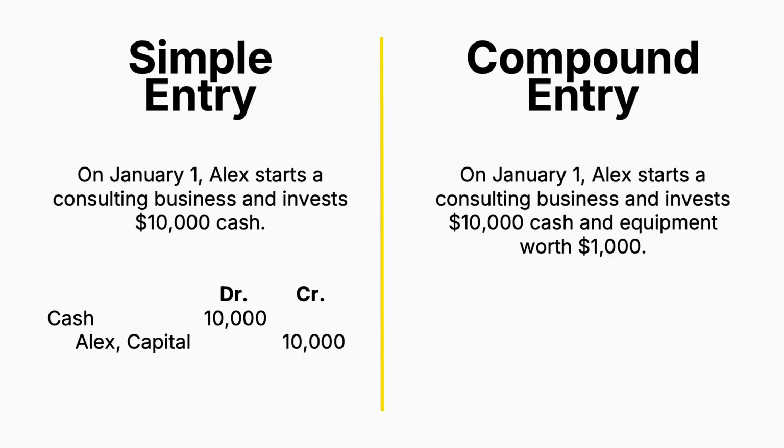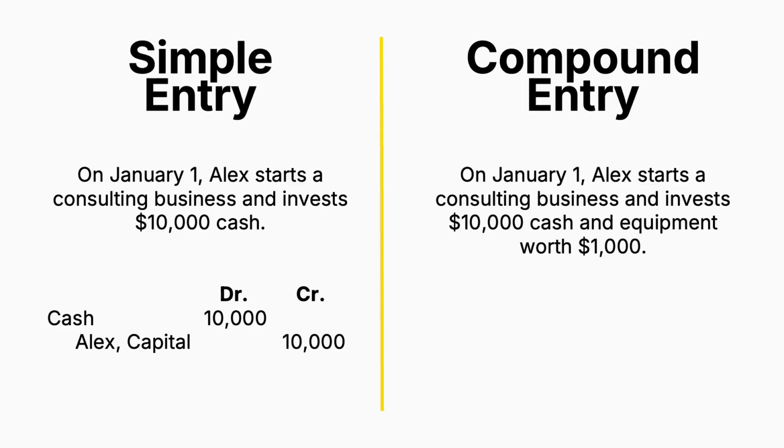That's the key idea behind compound journal entries. Nothing changes in the rules. We still follow the same accounting equation, and we still make sure debits equal credits. The only difference is that more than two accounts are involved in a single transaction.